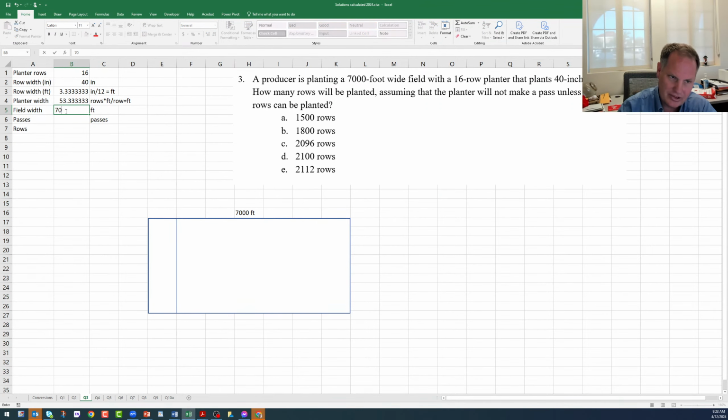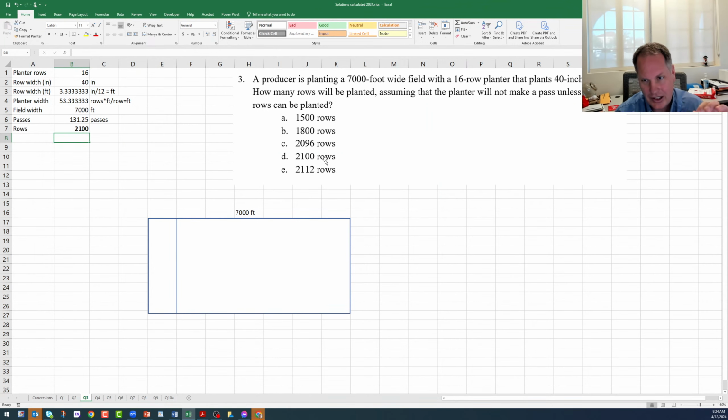Our field is 7,000 feet. That comes from the question. And so for my number of passes, I would be tempted to do the following. I would do 7,000 feet divided by 53 1/3 equals 131.25 passes, and then simply take that times the number of rows on the planter, and get 2,100. Looks like a great answer. It's even listed here. So I answer 2,100 and I go upon my merry way.